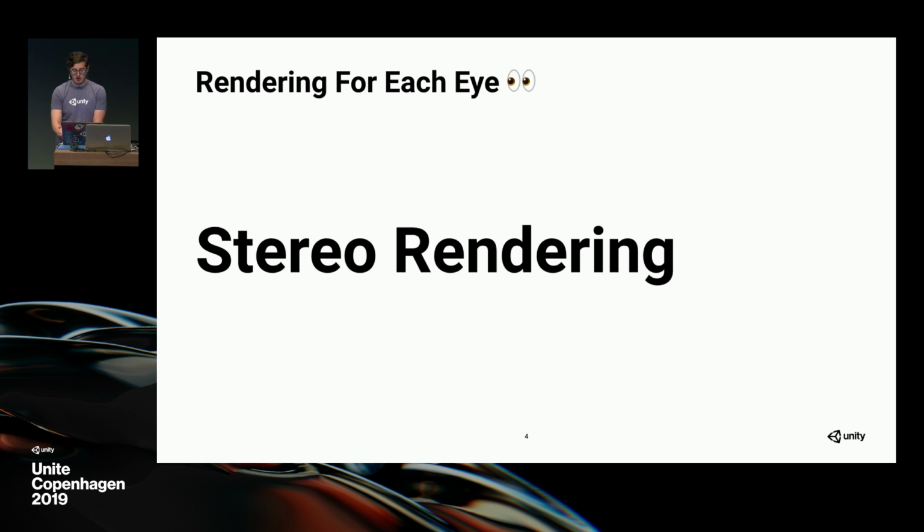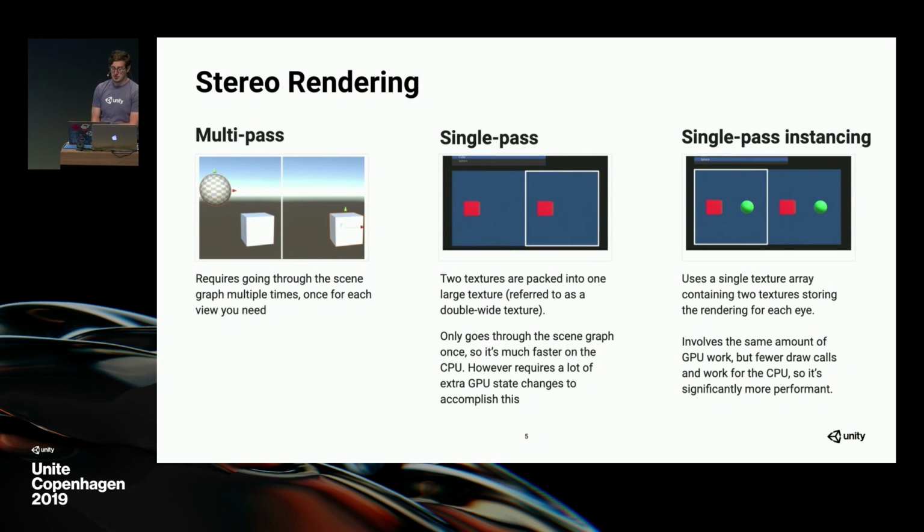All right, so first I'm just going to talk a little bit about stereo rendering, the different modes that are enabled within Unity. So we have multipass, which is basically going through the scene view twice, rendering something for each eye. This is the most expensive stereo rendering method, but it's usually the method that we support first because it's the most straightforward for certain displays and technology. Next, we have single pass, which basically takes the two eye textures and combines them into a single double wide texture. And it only goes through the scene graph once, but there are a lot of state changes, so it's a little bit more work on the GPU.